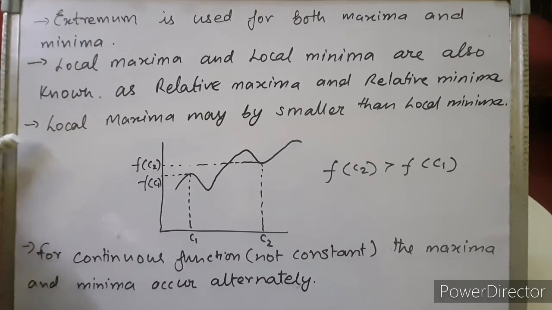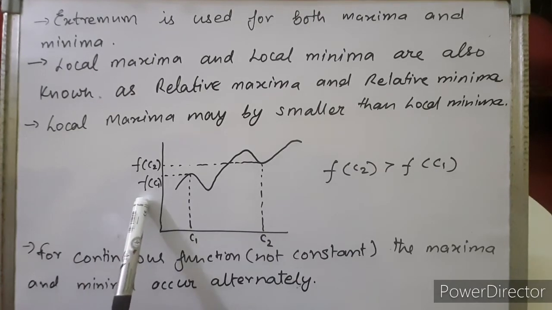Next, the local maxima may be smaller than the local minima. Here I have drawn a curve which shows that the maximum value of the function at c1 is lesser than the minimum value of the function at c2. That means the local maxima could be less than the local minima.